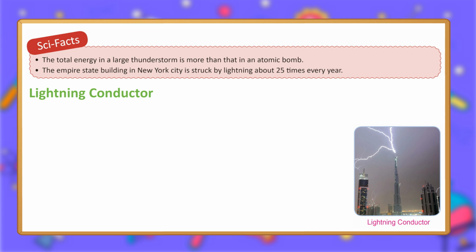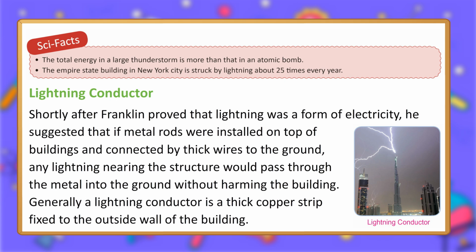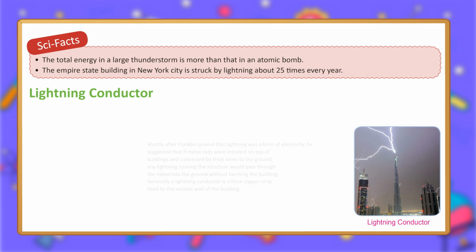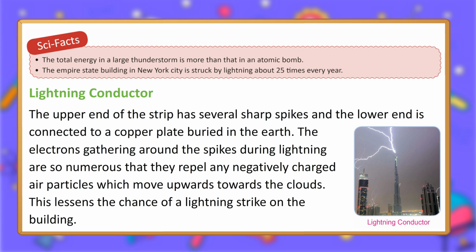Lightning conductor. Shortly after Franklin proved that lightning was a form of electricity, he suggested that if metal rods were installed on top of buildings and connected by thick wires to the ground, any lightning nearing the structure would pass through the metal into the ground without harming the building. Generally, a lightning conductor is a thick copper strip fixed to the outside wall of the building. The upper end of the strip has several sharp spikes and the lower end is connected to a copper plate buried in the earth.